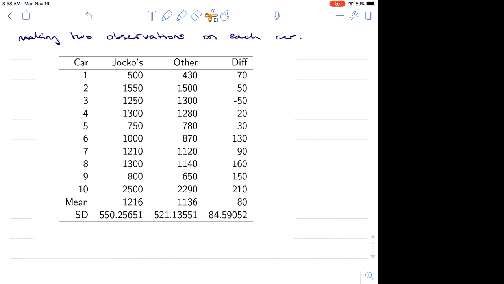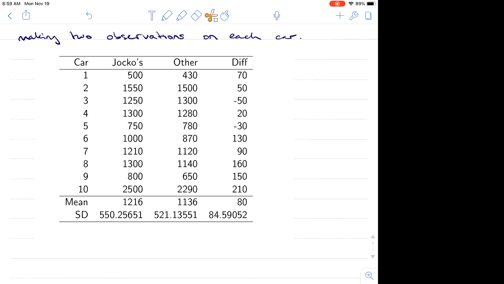So here we've got the differences. Let's think about what a positive difference means. A positive difference means that Jocko's estimates are higher than the other estimates. Good. But a negative difference tells us that Jocko's estimate was actually a little bit lower than the other garage. So now we have this new column of differences, and we can calculate the mean and the standard deviation of those differences. And what's our sample size of the differences? We have 10 differences.